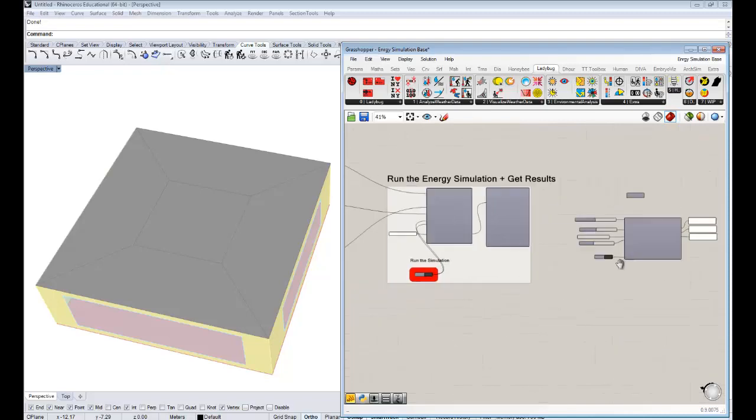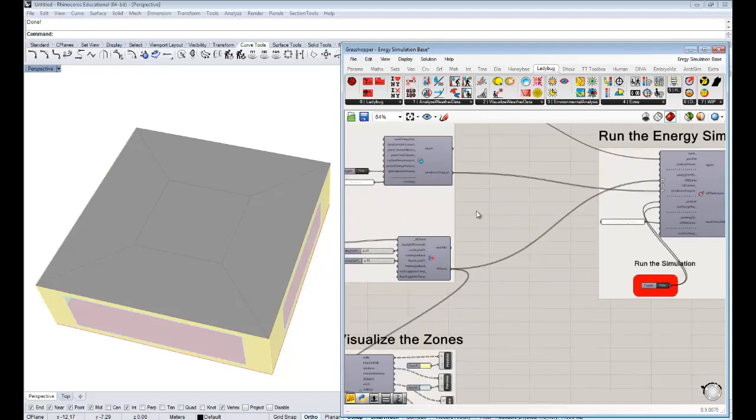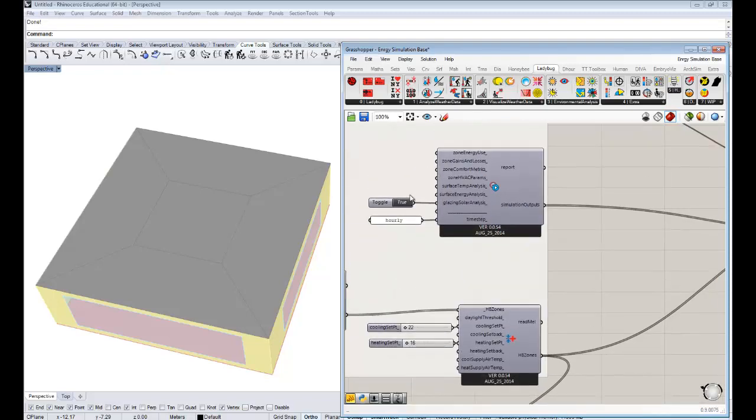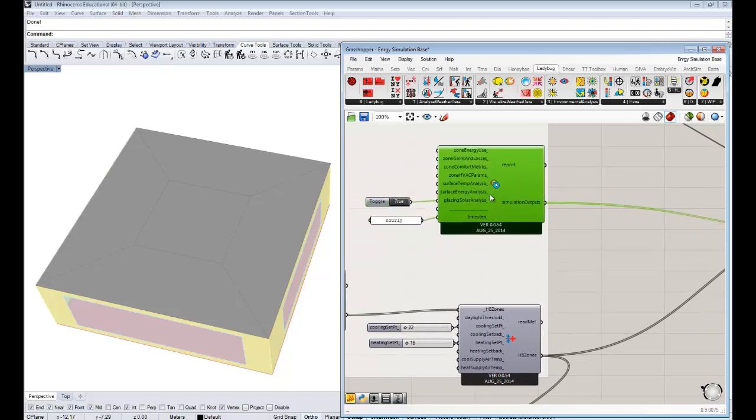So if we want to use this with an energy simulation, I said I wasn't going to run through the whole thing, but the important thing to know is that you just have to request using this simulation outputs. Not glazing solar.